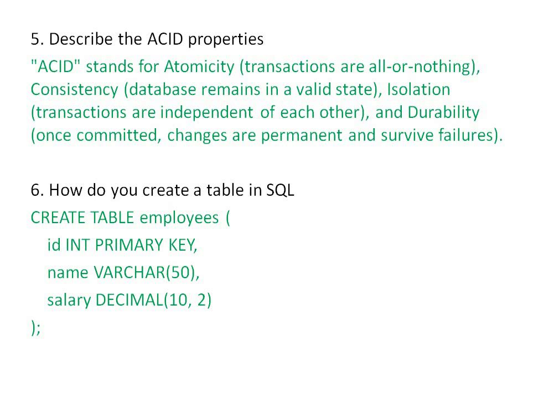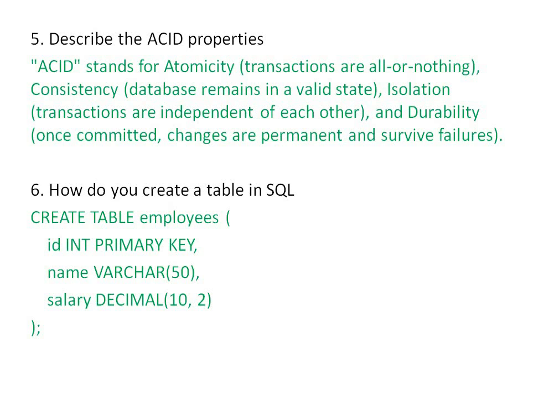And moving to the next question, that is, describe the ACID properties. This question is frequently asked in many tech interviews. A indicates atomicity, C for consistency, I for isolation, D for durability. The transactions are all or nothing. Consistency refers to the database remaining in a valid state. That means the database should be consistent before and after the transaction.